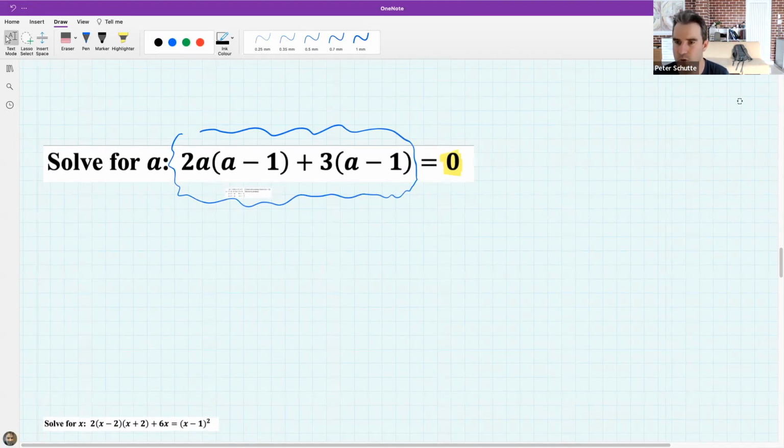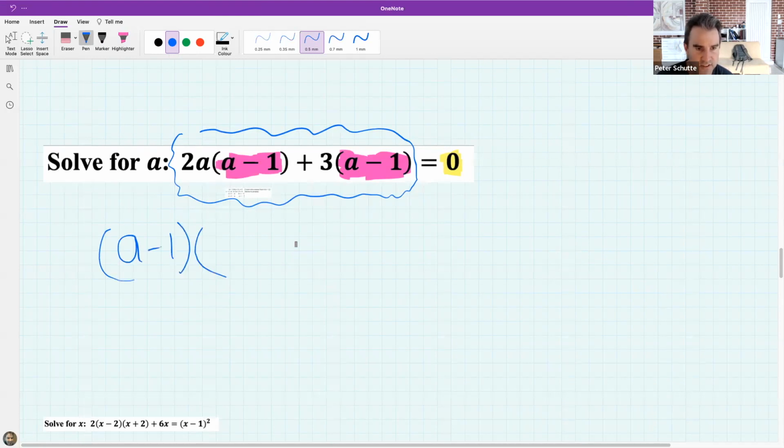Let's go to Tebogo. Tebogo, what do you think? I think we should try grouping because in the brackets, a minus 1 is the same. So you've noticed there's a highest common factor of a minus 1. So what I'm going to suggest is everybody does this and then tries to figure out what the other bracket is. And once you've figured out what the other bracket is, try and find the answer to this equation and put it in the chat.